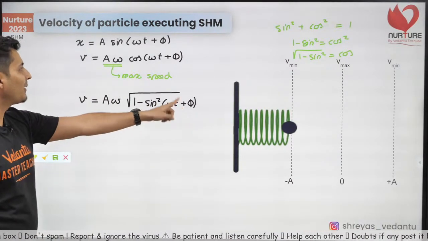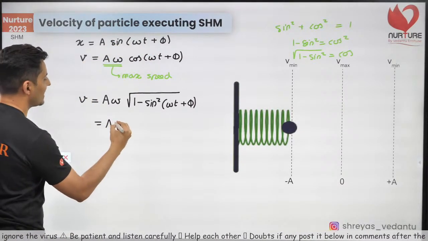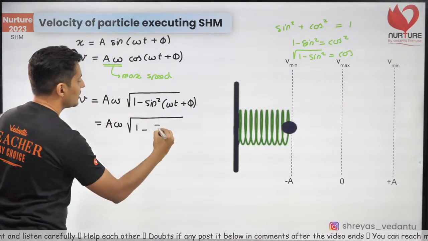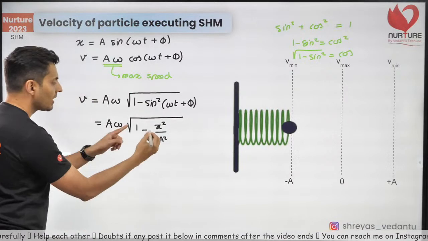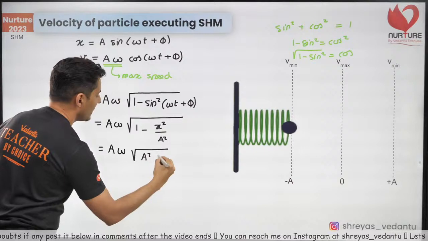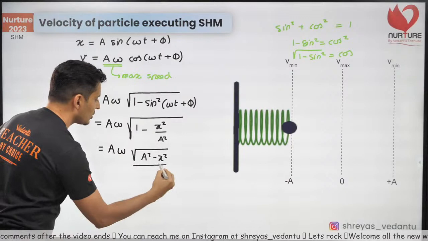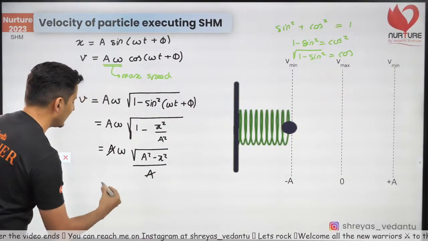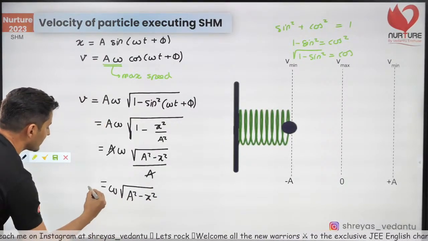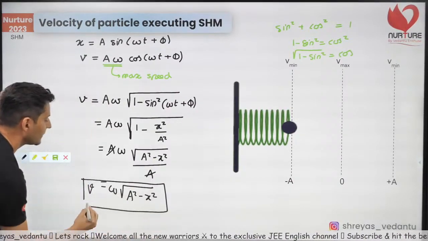Now, what is sine square(omega t plus phi)? Look at this expression. You will get it immediately. So, a omega root of 1 minus sine square is x by a. So, it will be x square by a square. Now, take the LCM. You will see it will become a omega root of a square minus x square, the whole thing divided by a square, but that is again inside the root. So, it will just become a. This a and this a will cancel. You will get this as omega root of a square minus x square. So this is the value of velocity.